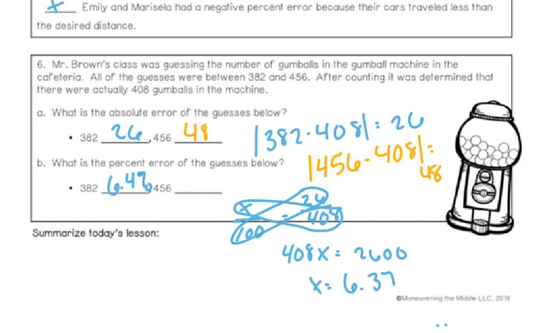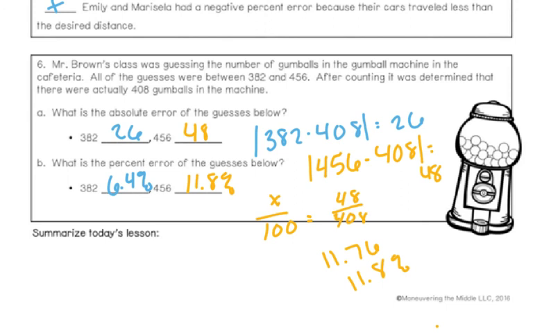Go ahead and pause the video and try this for the next number. You can check your work with mine off to the right, but I got that my percent error for the second guess was 11.8%. We can then look at our two different percent errors, and we can see that the guess of 382 was actually closer to the correct number of gumballs in the machine.